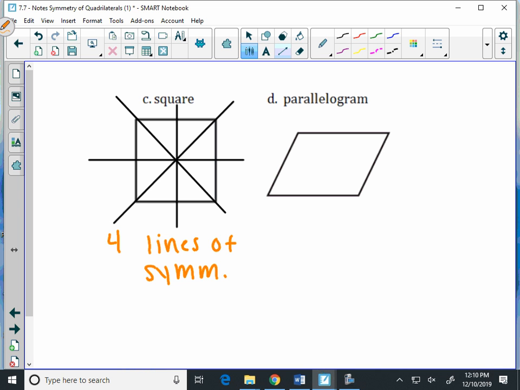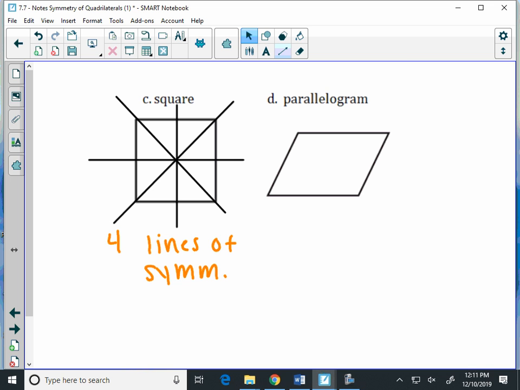If you also recall from Unit 4, a square is a regular quadrilateral. All the sides are the same, and all the angles are the same. So the number of lines of symmetry it will have is equal to the number of sides because it's regular. So a square has 4 sides. It's going to have 4 lines of symmetry.